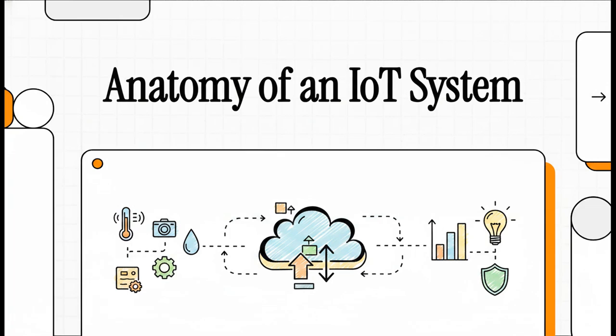Welcome to this explainer. Today, we're going to demystify the incredibly complex, multi-layered architecture of the Internet of Things, or IoT. We hear this buzzword thrown around literally all the time, but today, we're actually going to break down exactly how physical data gets captured in the real world and then transformed into actionable, life-changing intelligence. All right, let's just dive right in.